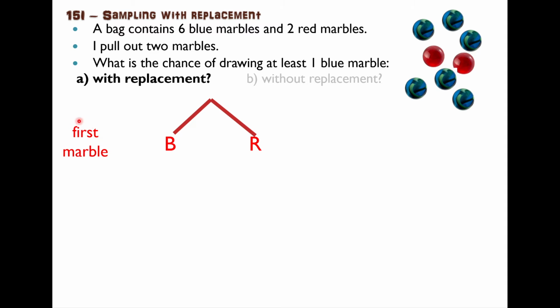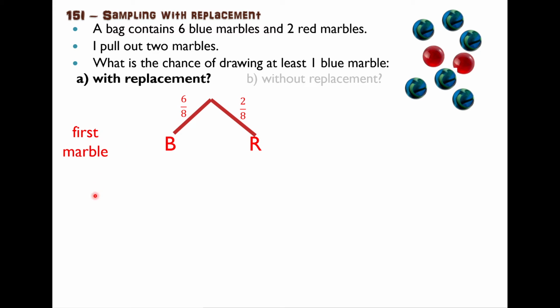So we have a tree diagram here. This is the first experiment, or the first step, which is the first marble. And there are 2 outcomes for the first marble. It could either be blue or red. They're not equally likely. You can see it's pretty likely that it's going to be a blue marble because there are so many of them. So let's put the chance that it's a blue marble here. The probability of drawing a blue marble out of these is 6 out of 8. The probability of drawing a red marble is 2 out of 8.